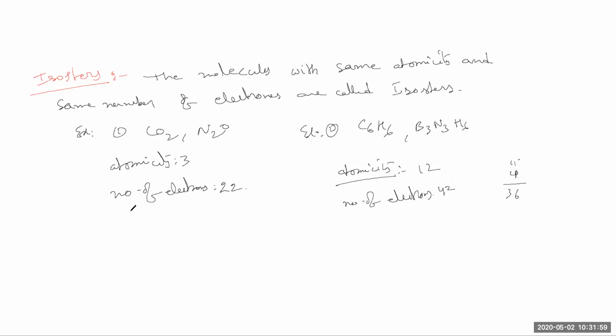Understood? All of you? So what is the name of the compound B3N3H6? It is borazine. Borazine is also called inorganic benzene. Okay, next, take one more definition.